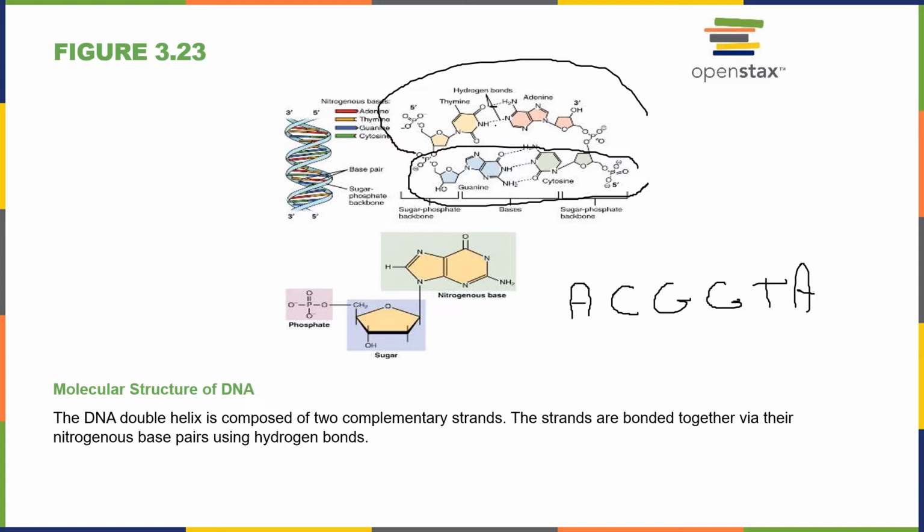What is our complementary strand going to be? It has to be T, G, C, C, A, T. That's what we mean by complementary strands. So if you know one strand, you can determine the other. Same as the cell does, same as the enzymes in the cell.